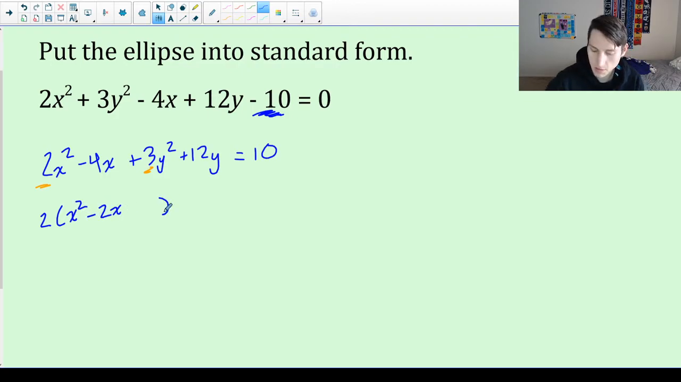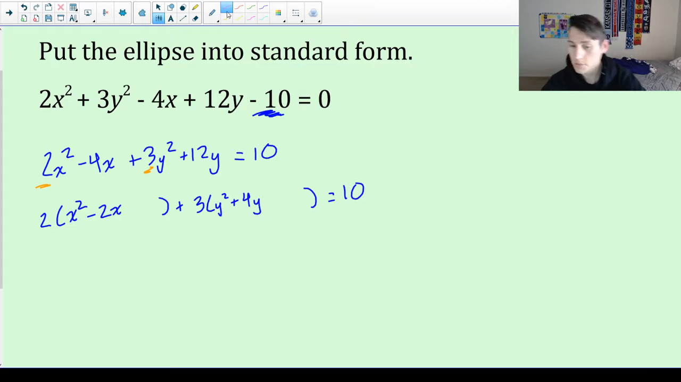I'll leave myself some space. Plus, I'm going to factor out that 3, y squared plus 4y, leave some space, equals 10.